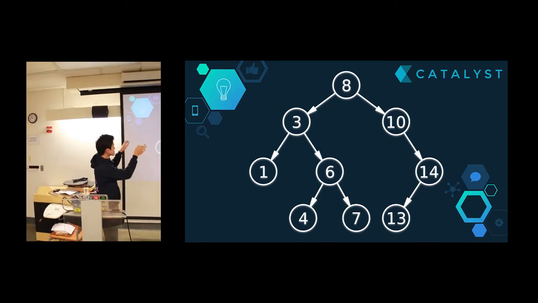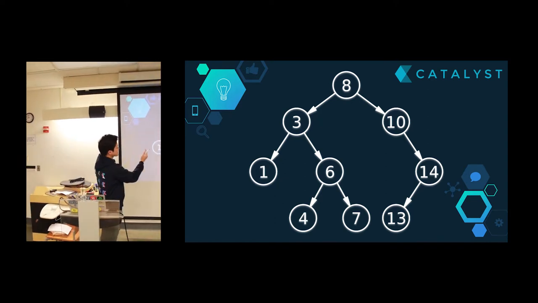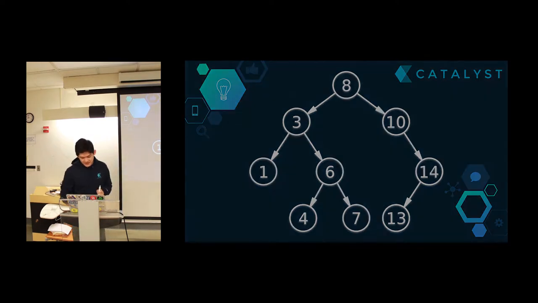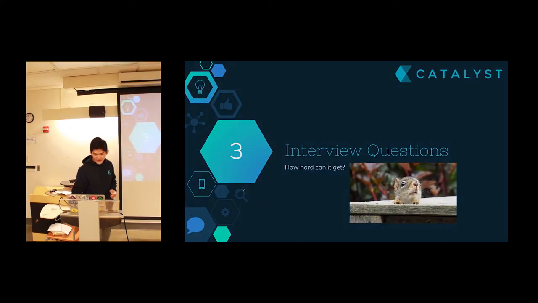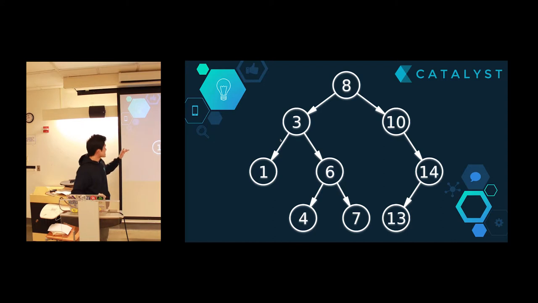So one way to do it would have been, let's come back here. If I have this pre-order over here, I would loop through my array, keep comparing for something bigger than 8, and once I find 10, I know this is my right child. And I also know that over here, 3 is possibly my left child.